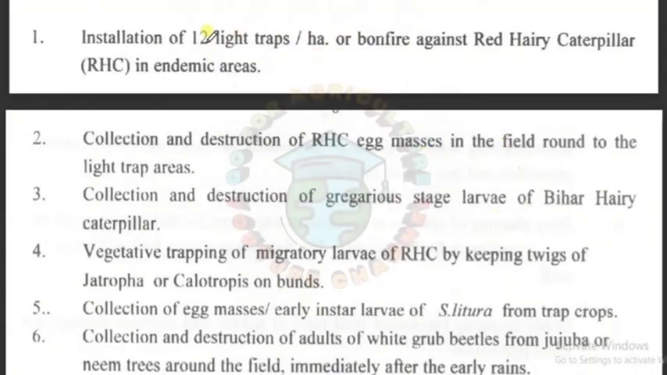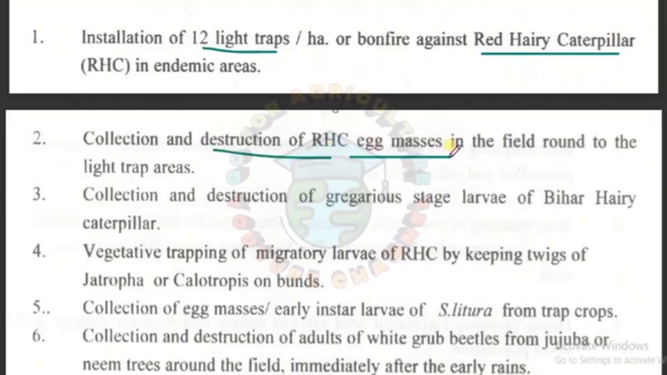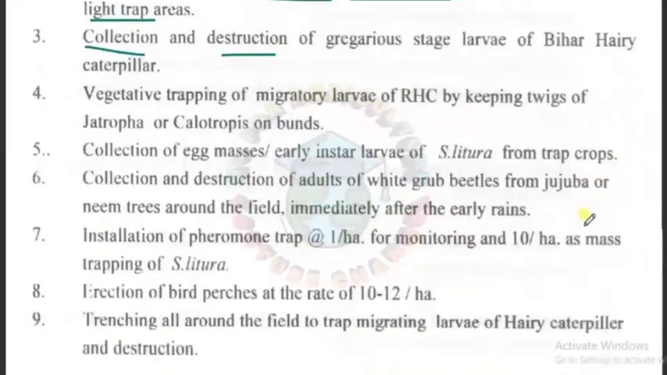Next, mechanical practices. We know light traps are one of the best practices. With the help of these light traps, we can control the red hairy caterpillars and destroy the red hairy caterpillar egg masses. With the help of light traps, collect them and just destroy them.